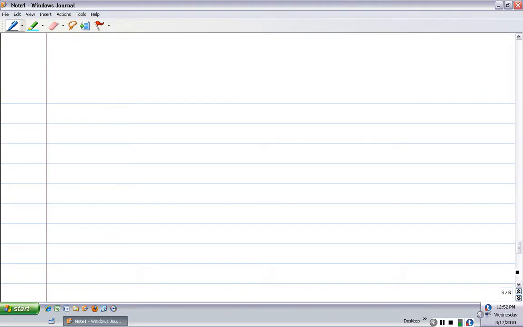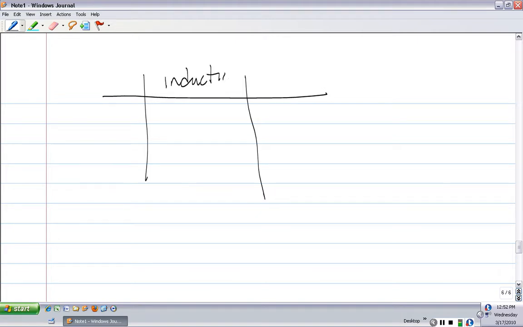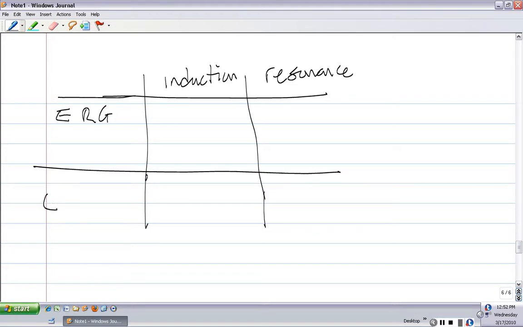So, groups can be electron releasing for one of two reasons, or by two mechanisms, let's put it that way. They can be electron releasing by induction or by resonance. So, for example, I can have a group that is an ERG by induction or by resonance, and a group that's an EWG, electron withdrawing group, by induction or by resonance.